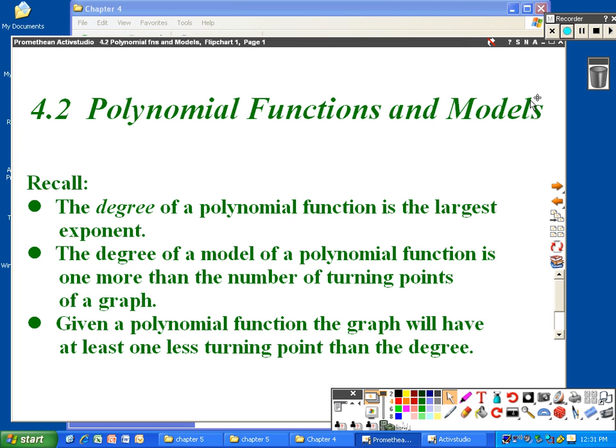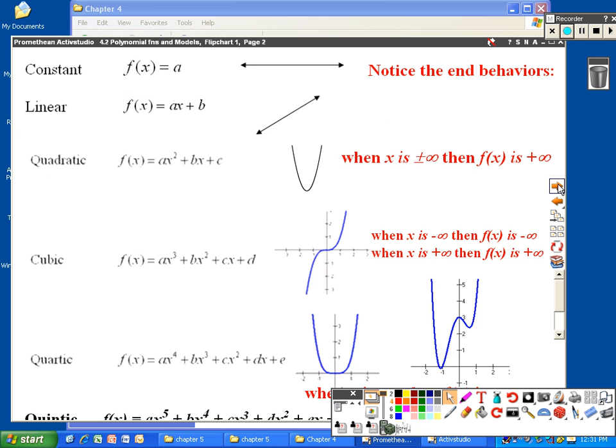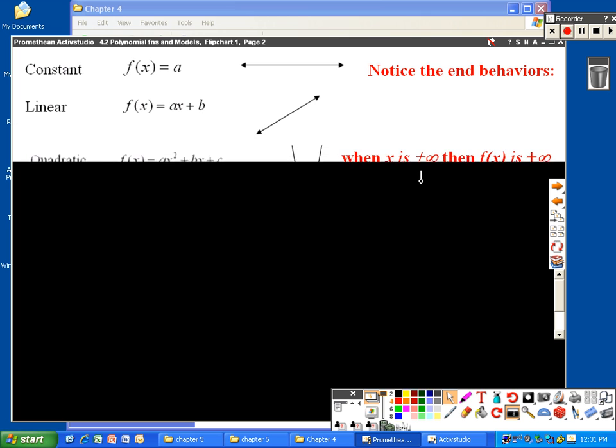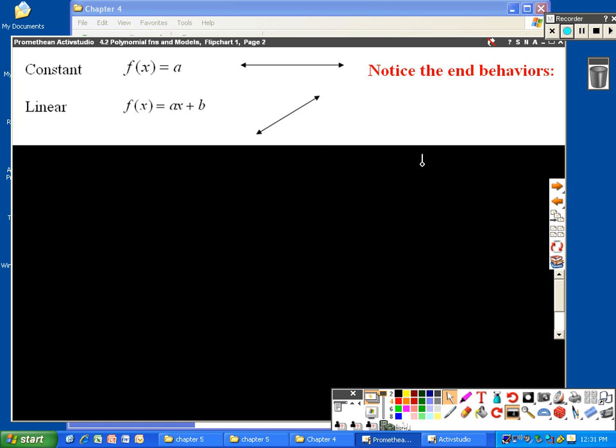I'll give you a few minutes to write those three things down, because that is what encircles our entire lesson. Here are the different functions. Recall a constant function was f of x equals a, and it was a horizontal line. We also studied a linear function, f of x equals ax plus b, and it was a slanted line.